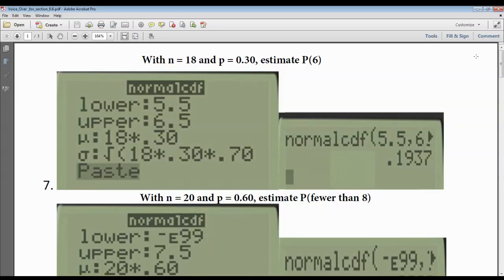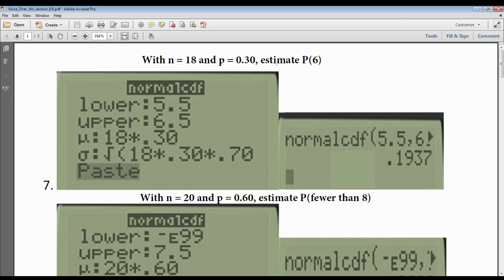Okay, so this is section 6.6, the answers. Got the question written up at the top, and obviously a screenshot of the calculator. N is 18. Probability of a success 0.30. Estimate the probability of exactly 6.